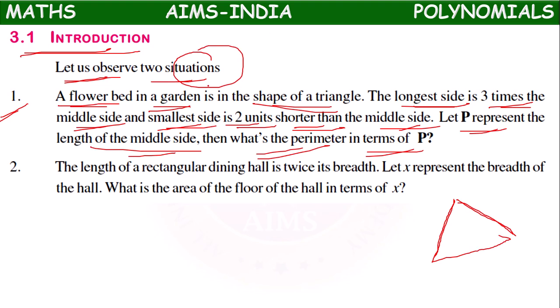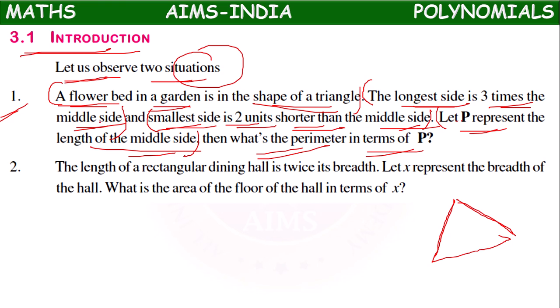Actually, we have 3 statements here. The longest side is 3 times the middle side. The smallest side is 2 units shorter than the middle side. And the flower bed is in the shape of a triangle. And P represents the length of the middle side. So regarding the 3 sides, they have given some hints in 3 statements.